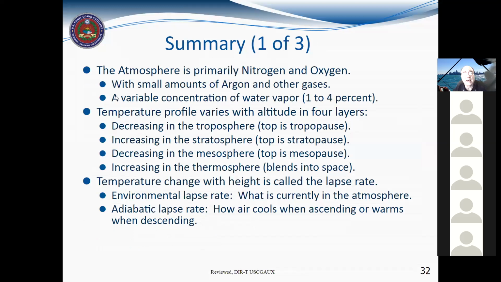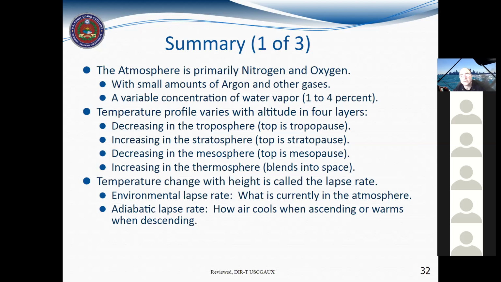Really good. The atmosphere is primarily made up of nitrogen and oxygen, with small amounts of argon and other gases. There's a variable concentration of water vapor, which can be from 1 to 4%. The temperature profile varies with altitude in the 4 different layers. Try to remember all 4 layers. Obviously, you can remember the lowest one, which is the troposphere, and that's where we are, down here at the bottom. So the temperature decreases in the troposphere, but once it gets up to the top at the tropopause, it starts increasing again in the stratosphere.